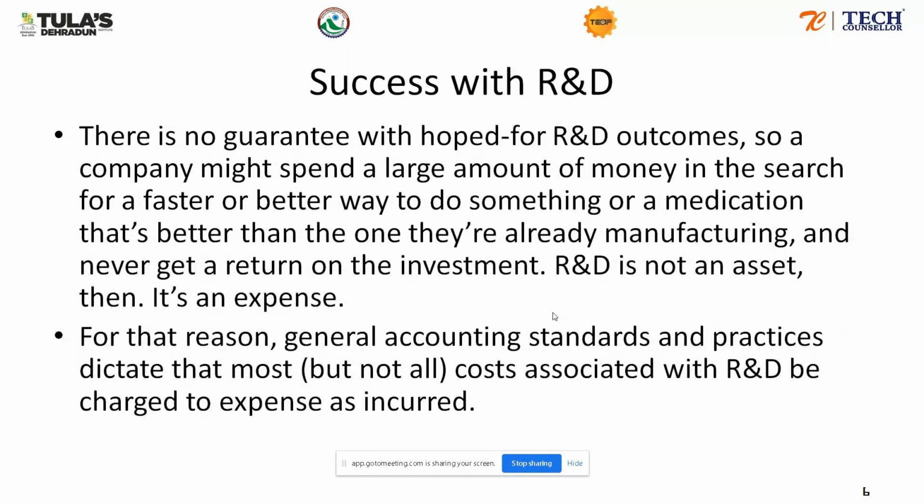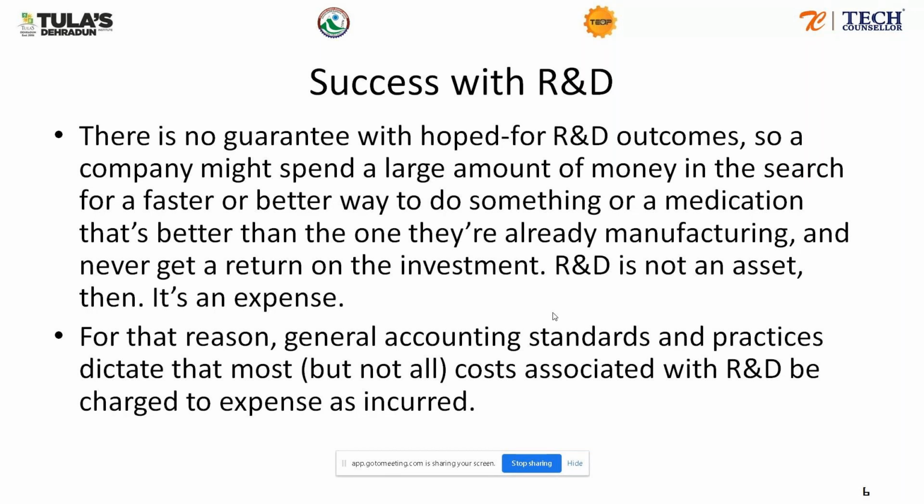Another important aspect of R&D is that there is no guarantee of success. You should always go into R&D with an open mind that even though you are spending a lot of time trying to develop a new technology, and the company will invest a large amount of money in search of a faster or better way of doing something, there is no guarantee that you will find it. It might be a total loss or a partial success. R&D is not an asset, it's an expense. For that reason, general accounting standards and practices dictate that most costs associated with R&D shall be charged to expense as incurred.